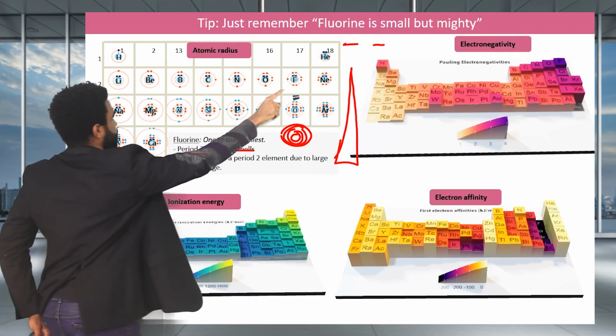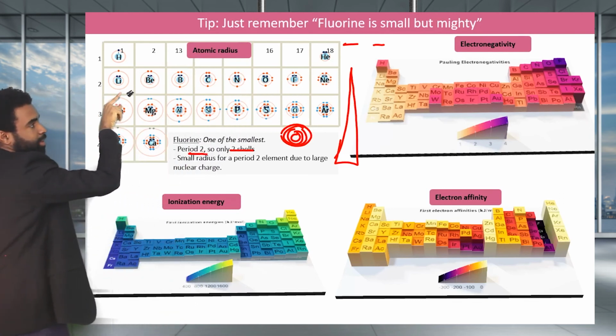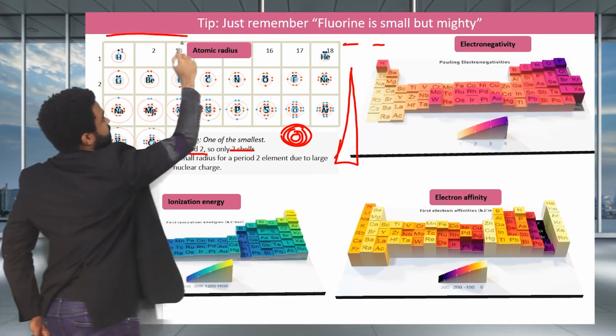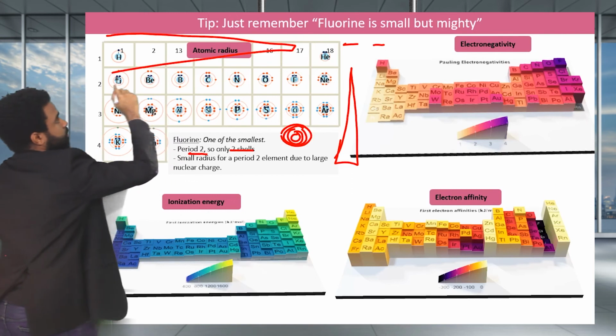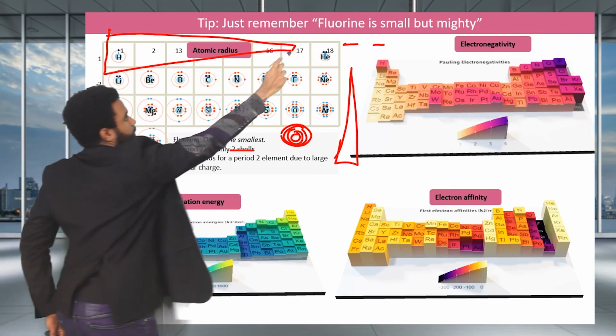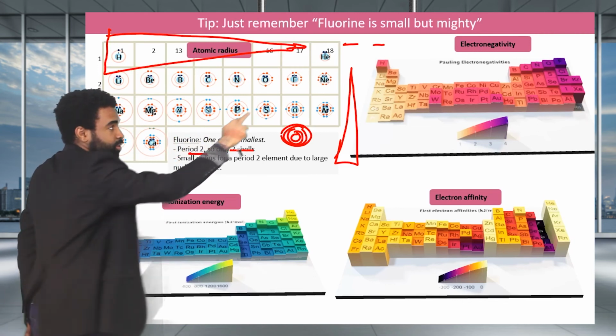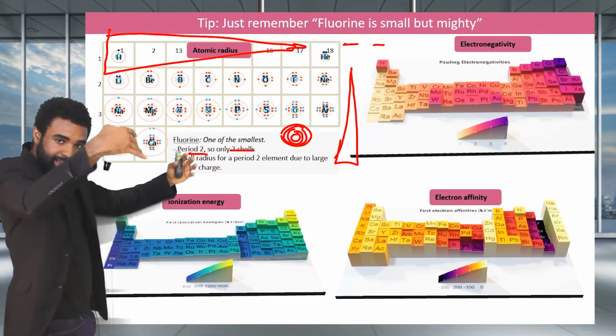As you can see here, fluorine is relatively small compared to lithium, which means that the trend is decreasing across a period. Why is it decreasing? Because fluorine's nuclear charge is increasing. So fluorine is getting stronger at pulling its electrons towards itself.